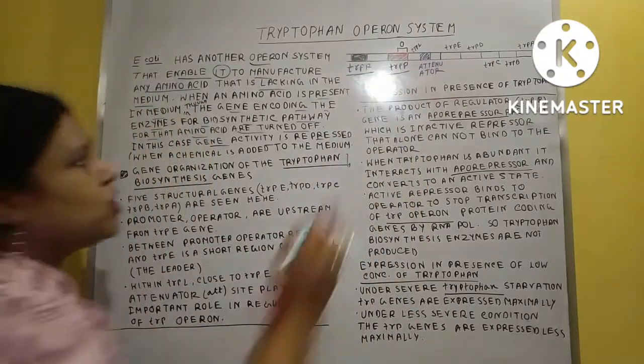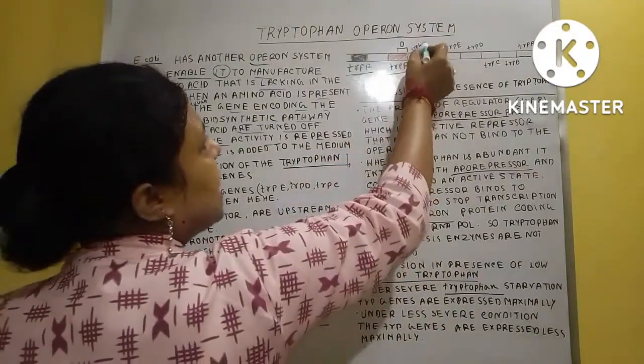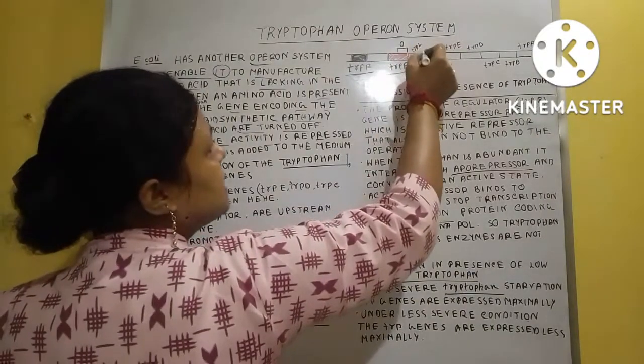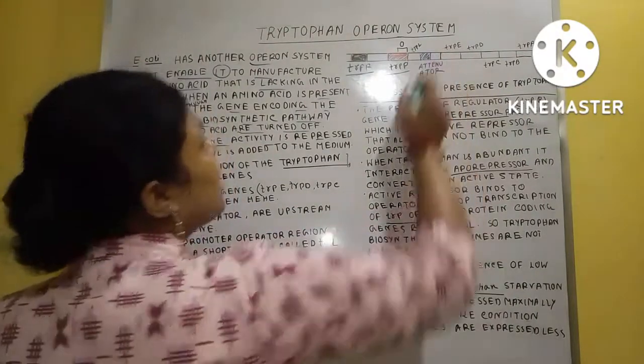And within the promoter, this is the O, the operator. And this one is the trpL, L for leader. And within the leader, there is another place that is called the attenuator, or att site.